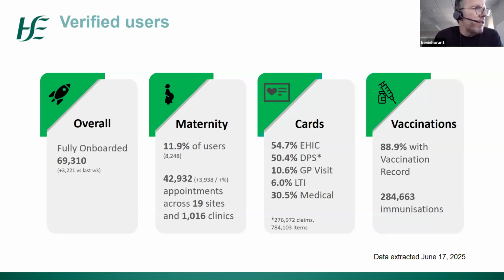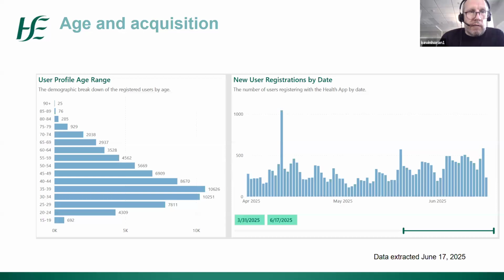There's a breakdown you can see on screen of the entitlements that people are carrying in the app. So 54.7% of the people using the app have an EHIC card, 50.4% have the drug payment scheme, 10.6% have the GP visit card, 6% have the long-term illness card, and 30.5% have a medical card. And you can see 88.9% of our verified users have a vaccination record in the app, and there are records of 284,663 immunizations. And those are all for COVID and flu vaccines.